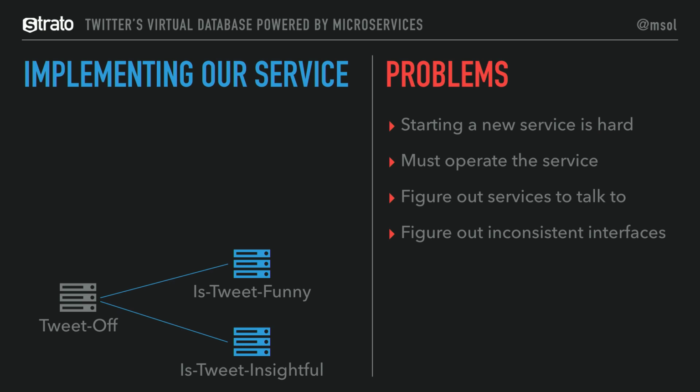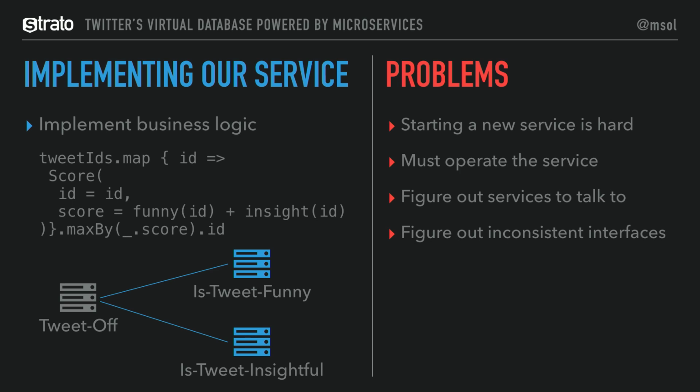Now it's finally time to do what we set out to do, which is implement some business logic. Okay, so it might look a little something like this in pseudo-Scala. We already kind of talked about this. We're going to map over our tweets. For each one, we call out to some other service to get the funny score and the insightful score. We'll add them up, and then we'll pick the one with the highest score, and then we'll return that ID. So this is also another problem. We had to implement some business logic. So we'll write that down like all of our other ones.